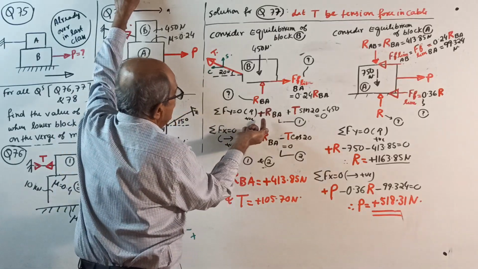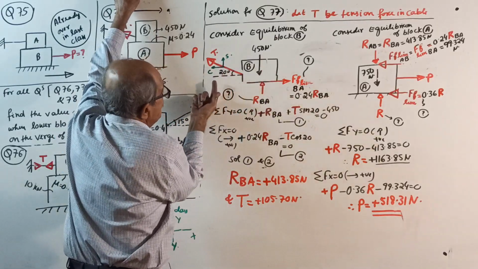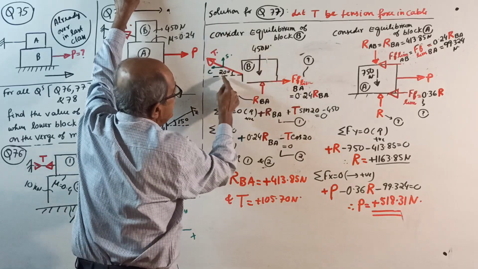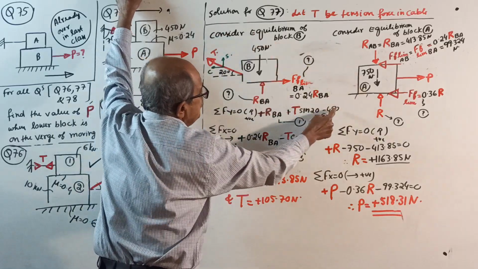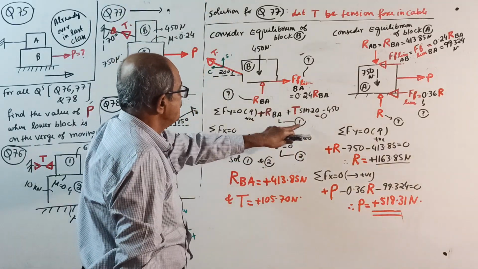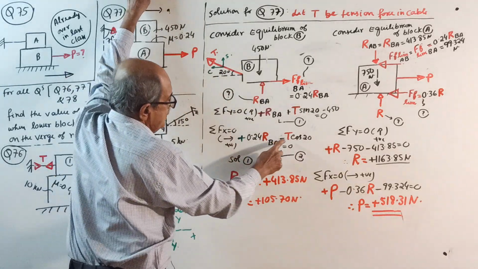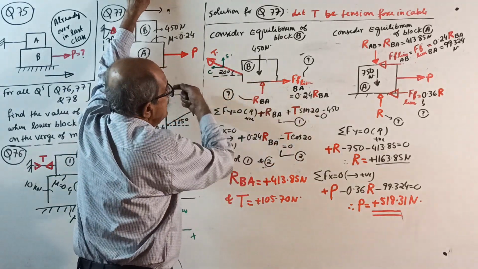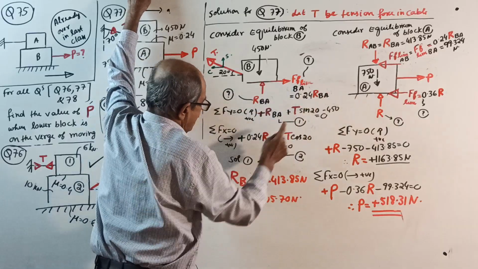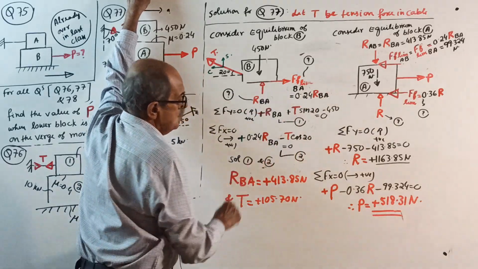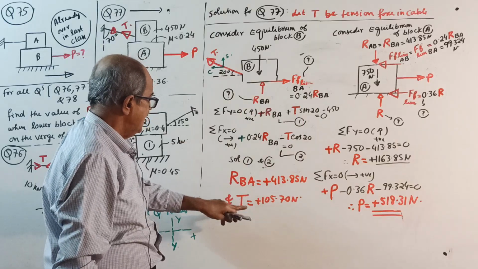Sigma Fy equals 0: R_BA plus T sin 20 minus 450 equals 0. You get equation 1. Sigma Fx equals 0: minus T cos 20 plus 0.24 R_BA equals 0. Solve, you get R_BA and T.